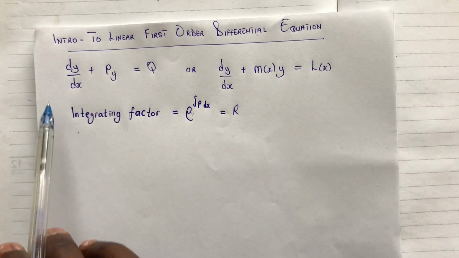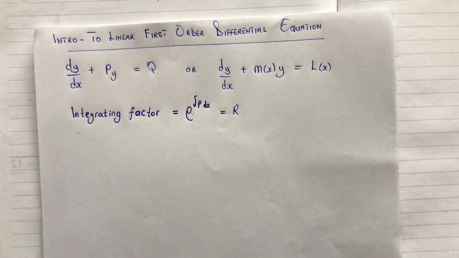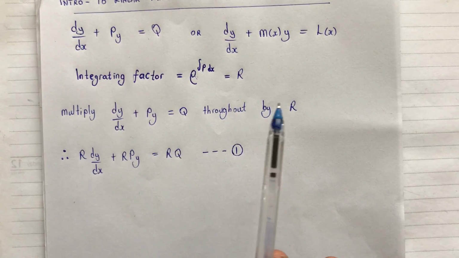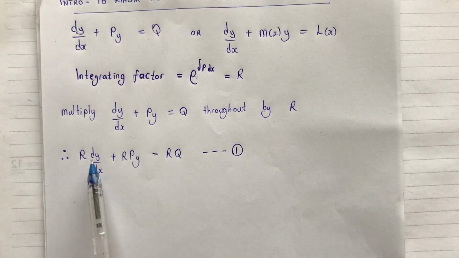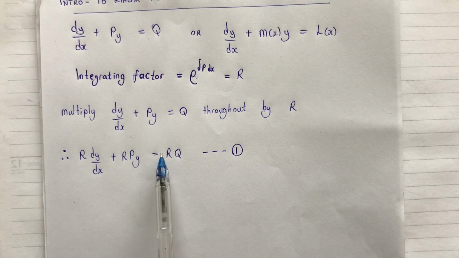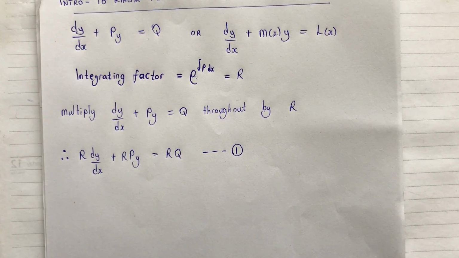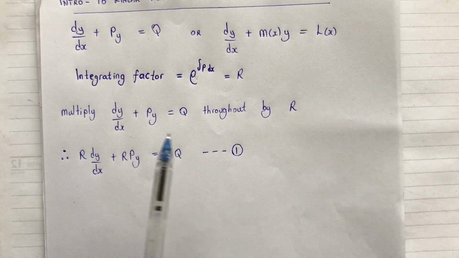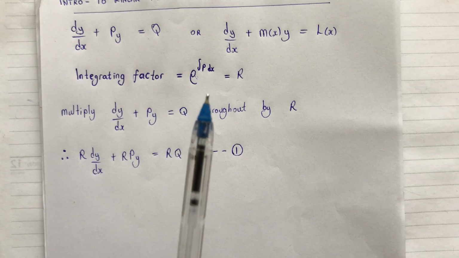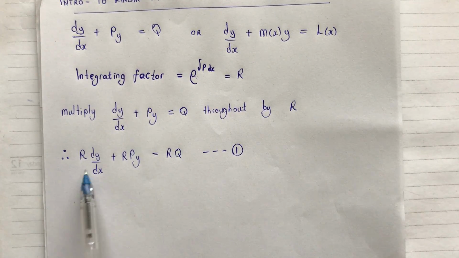Now after we multiply the integrating factor by the equation, what is next? So let's see what will happen. When we multiply the equation through by the integrating factor R, this is what we are generating: R times dy/dx plus Rpy equals Rq. Let's label this equation 1. Now what this means is that the solution for the linear differential equation can only be obtained if we multiply through by the integrating factor, and that is what I have done.